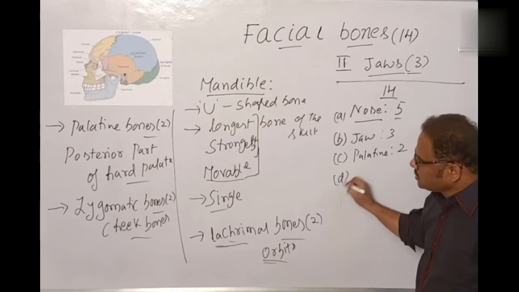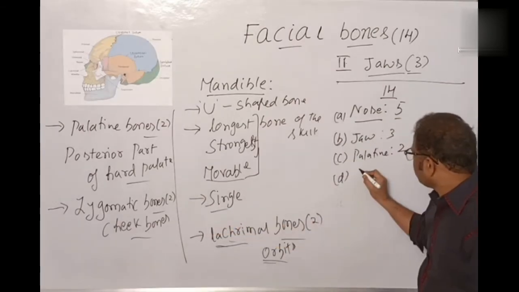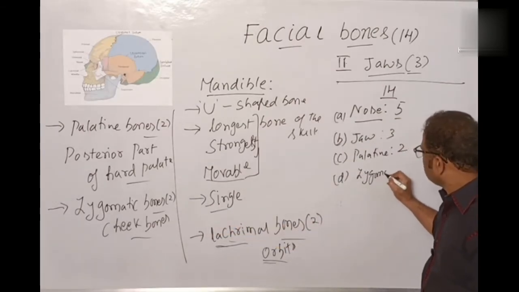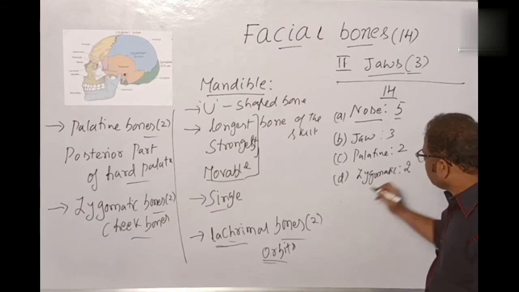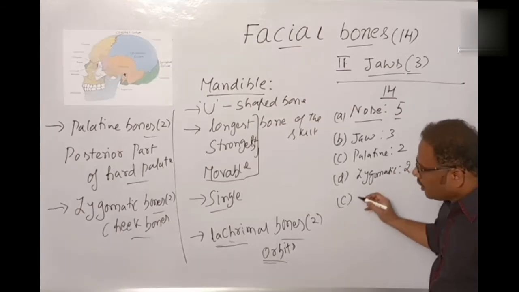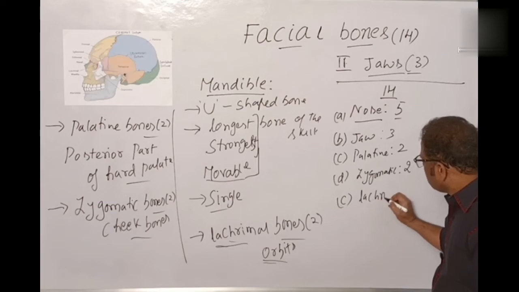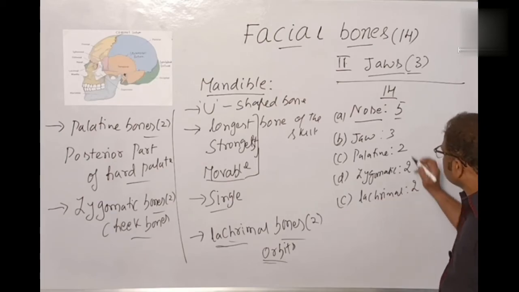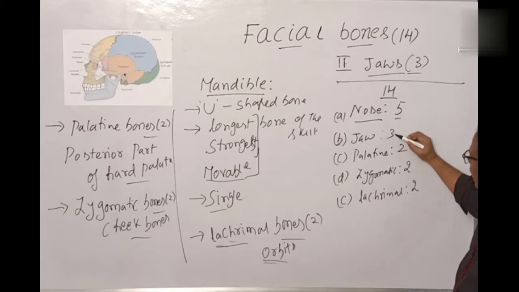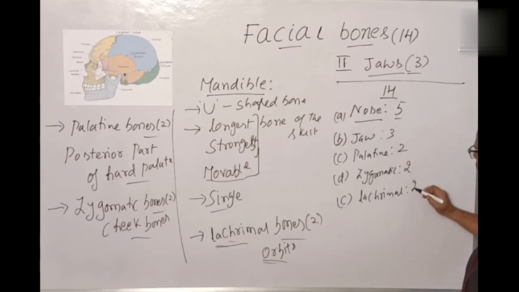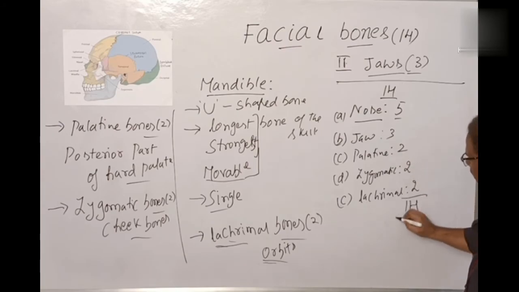Next one is zygomatic bones. That is cheekbones, 2 in number. Next one is lacrimal bones, 2 in number. So 5 plus 3, 8, 9, 10, 11, 12, 13, 14. You got it now? Clear?